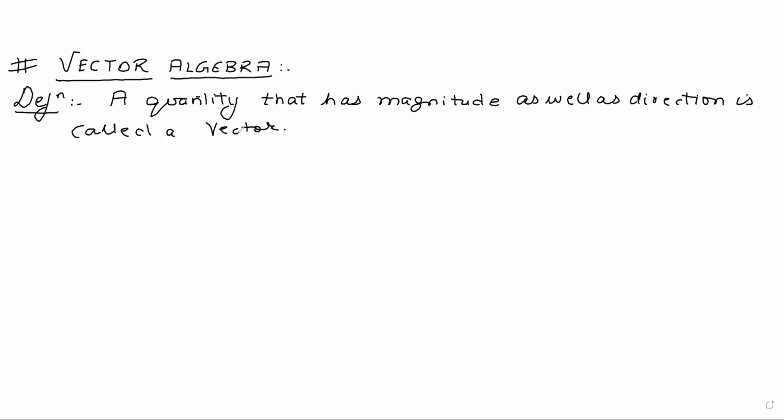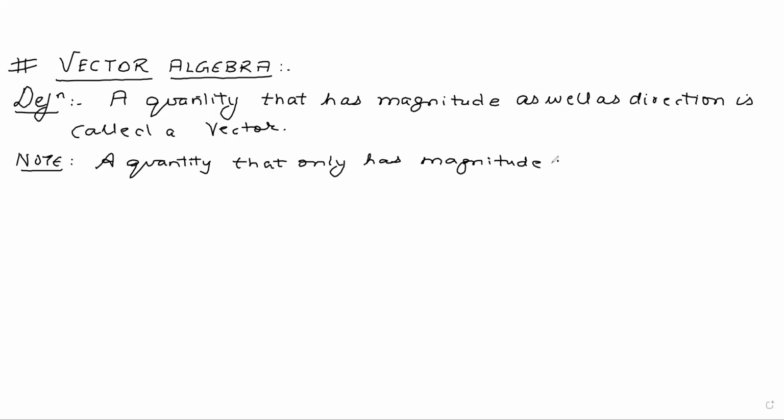Basically, any quantity which only has magnitude is called a scalar. So you can write a note: a quantity that only has magnitude is called a scalar. So students should be able to understand the key difference between a vector and a scalar.